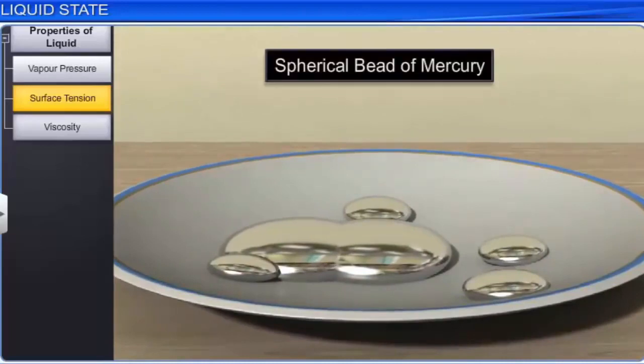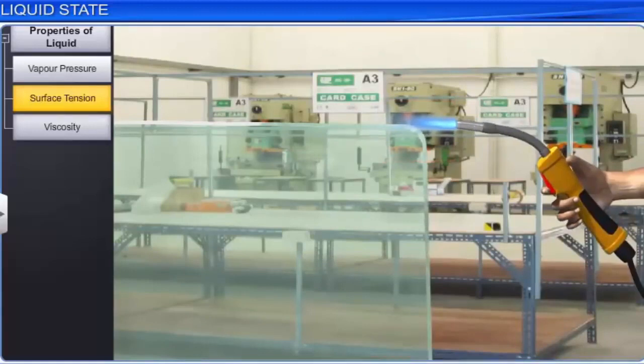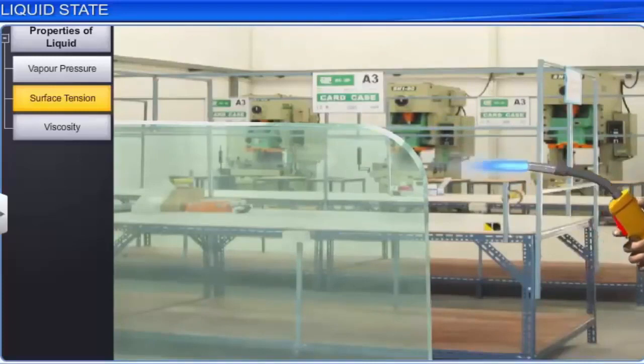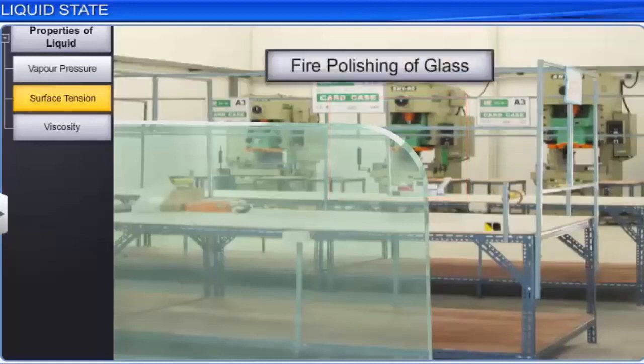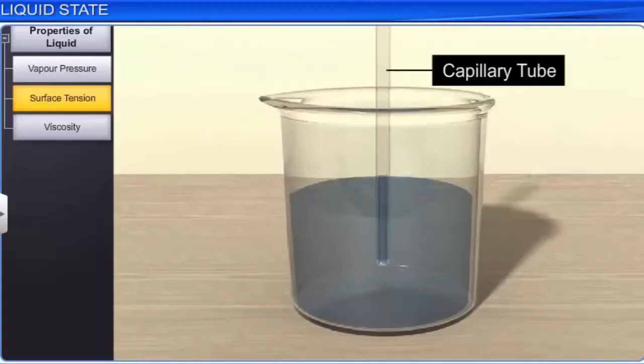For the same reason, sharp glass edges are heated to smooth them. On heating, the glass melts and the surface of the liquid tends to assume rounded shape at the edges. This makes the edges smooth. This is called the fire polishing of glass. Due to surface tension, a liquid rises or falls in the capillary tube as soon as the capillary touches the surface of the liquid.